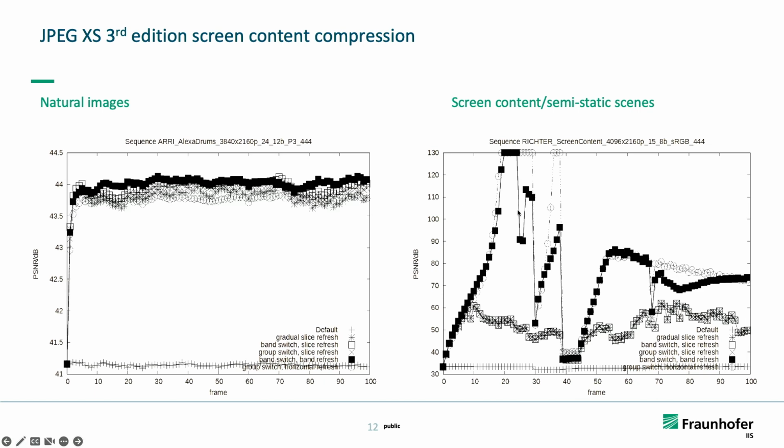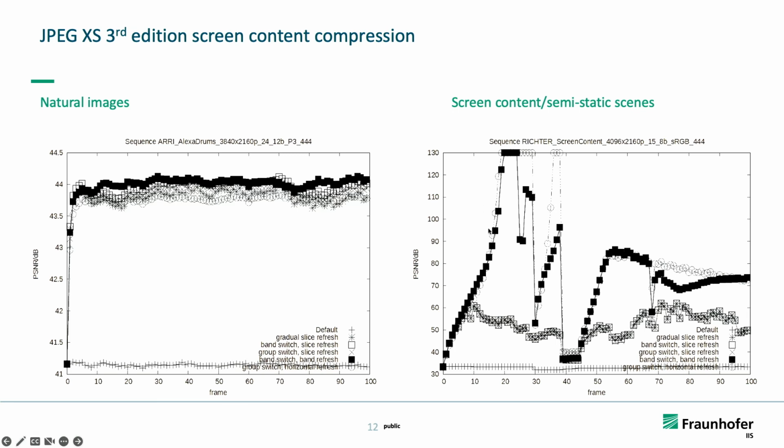For the screen content, however, you will see that dependent on the change of the screen content or moving windows, you have a drop, of course, in quality, which recovers after a while, because then the frame buffer gets closer and closer to the original image, and then you can even achieve up to mathematically lossless quality on the screen content.